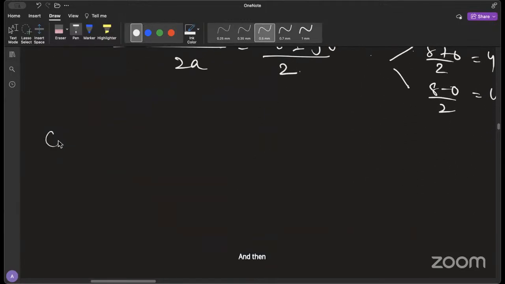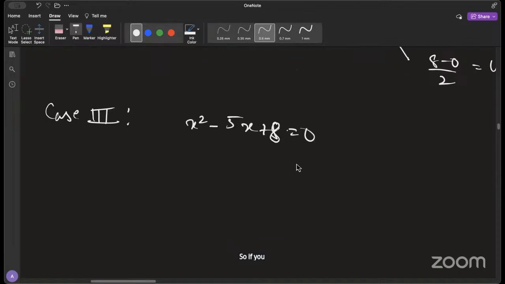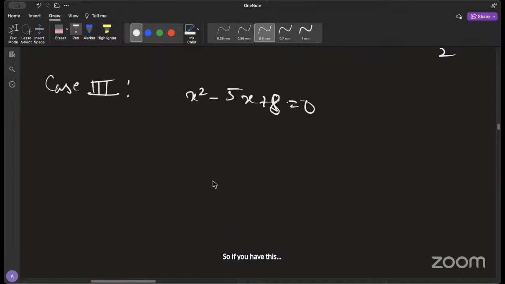And then we have case 3, where we don't get a real root. In fact, no roots are real there. Let's take this one. X square minus 5x plus 8 equals 0. Now, if you have this, we'll apply b square minus 4ac here. You get 5 squared minus 4.